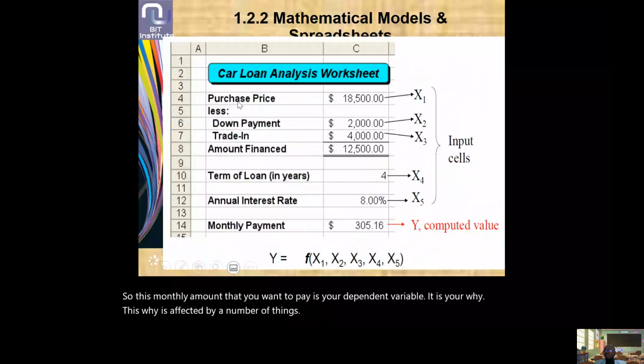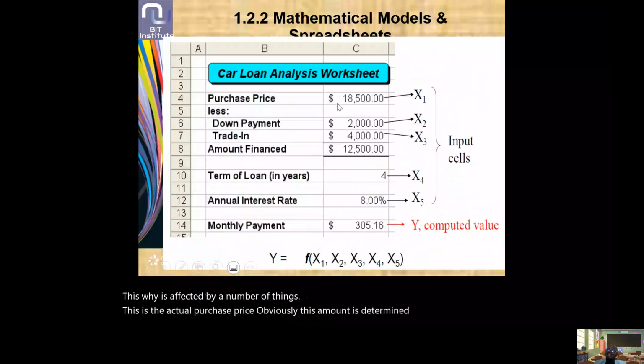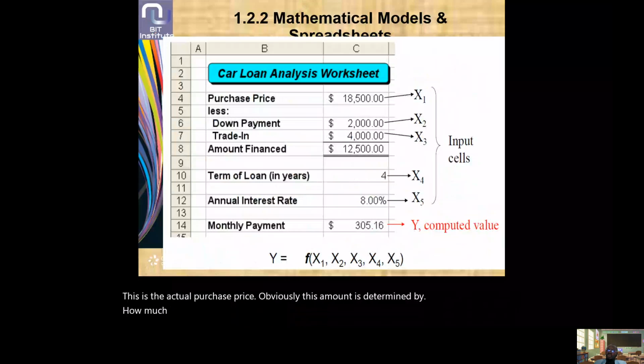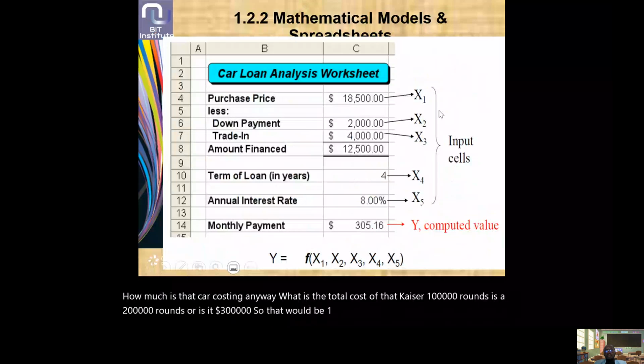This Y is affected by a number of things. There's the actual purchase price. Obviously, this amount is determined by how much the car costs. What is the total cost of that car? Is it 100,000 rands? Is it 200,000 rands? Or is it 300,000? So that would be one of your first variables, X1.